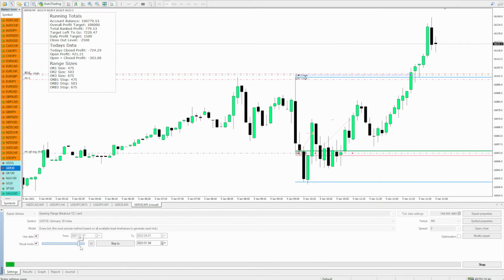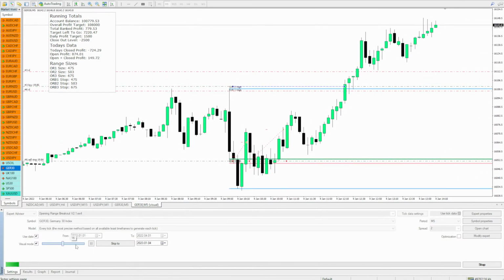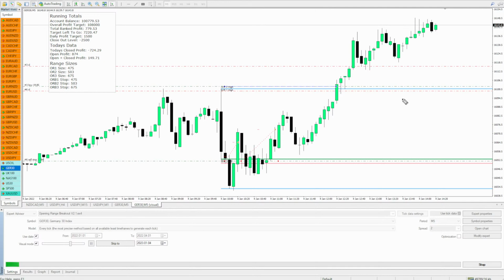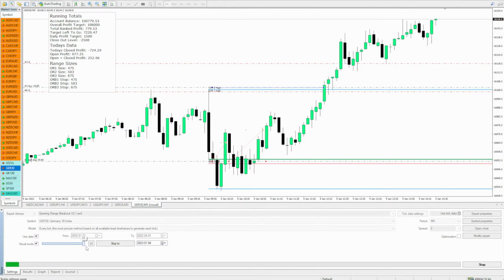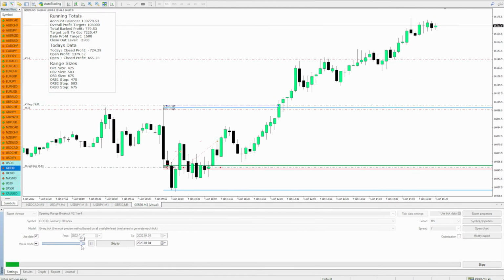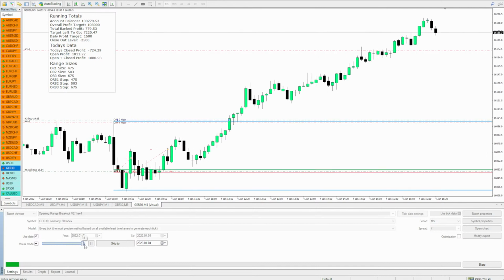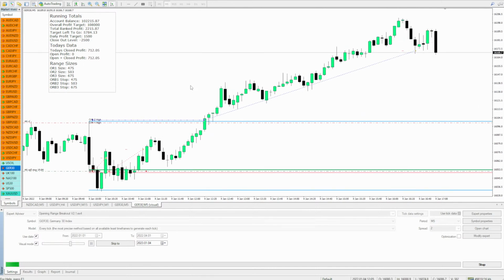Now we've gone long. Okay, you can see the stop is trailing up. We're at $149 overall profit, 850 on this trade. We're 729 down, so our combined profit is 100 and something. Let's see what this one does. It's trailing at $712 profit.